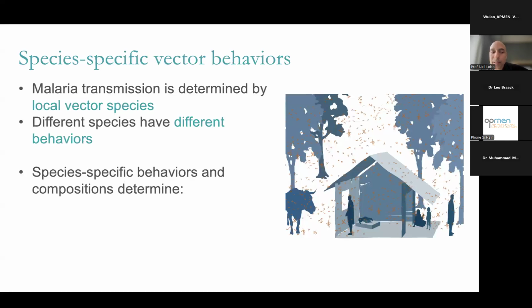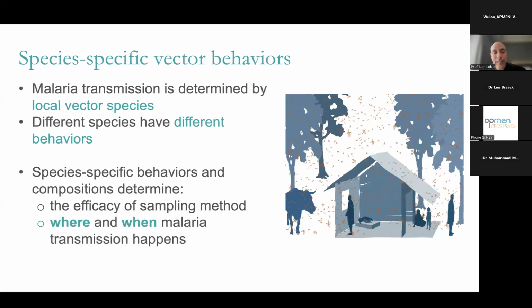So at your site, the specific species you have, their behaviors, and the compositions of them, which species and their behaviors, will affect how you sample your mosquitoes, because sampling also takes advantage of mosquito behaviors, and I will talk about that in another presentation. It affects where and when malaria transmission happens, as well as the potential of an intervention.